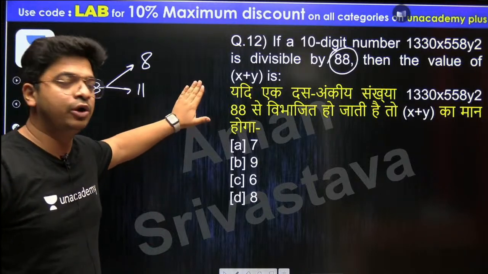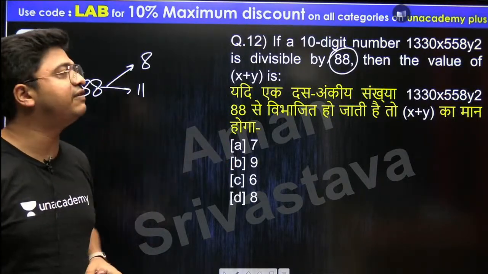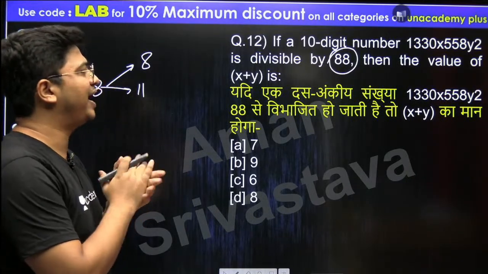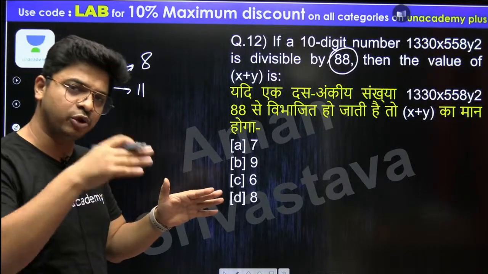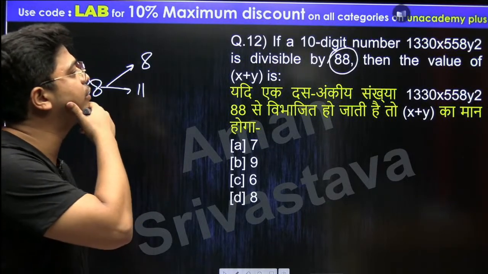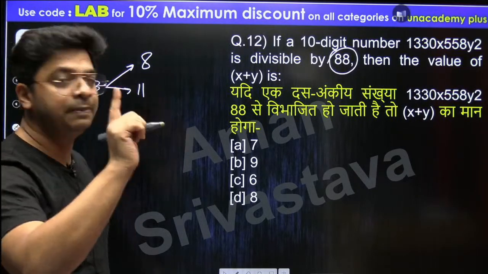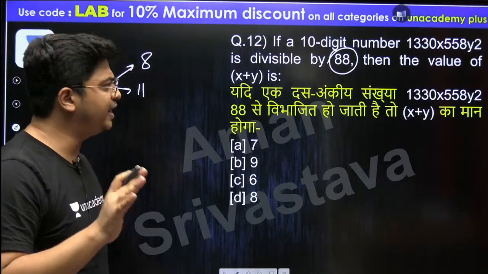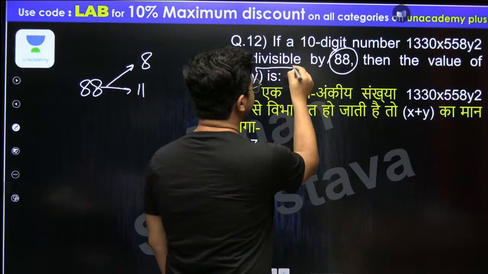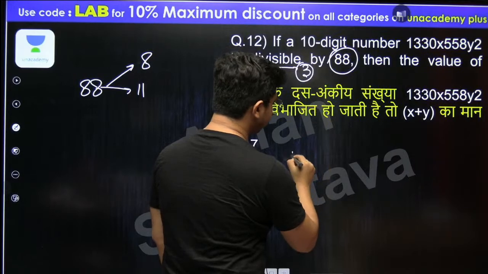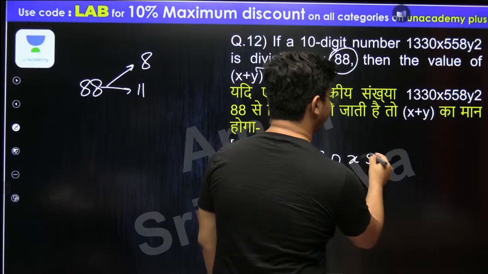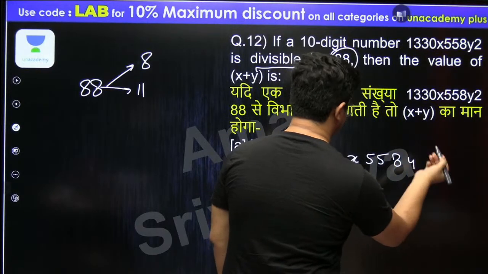So guys, don't try from 88. I'll make the question easy for you. I'll just tell you the value of y, so you only do it for x. Looking at the question, I can easily tell that y would be 3. So I'll change the question now. If y is equal to 3, the digits I'm left with are 1, 3, 3, 0, x, 5, 5, 8. Sorry, no y there.